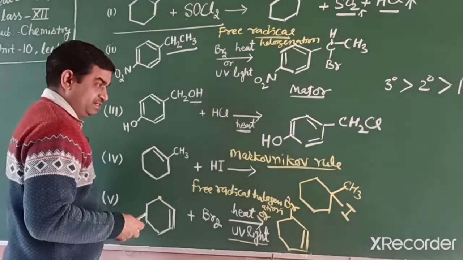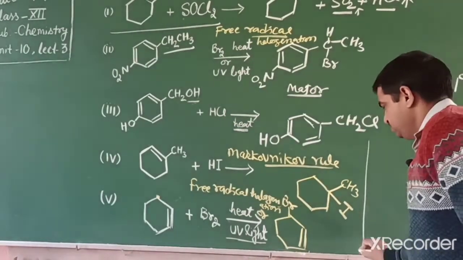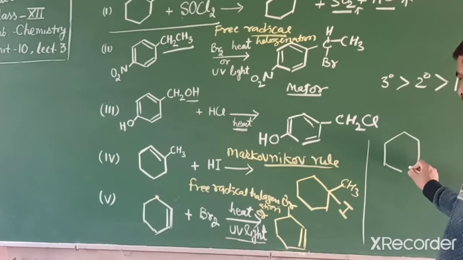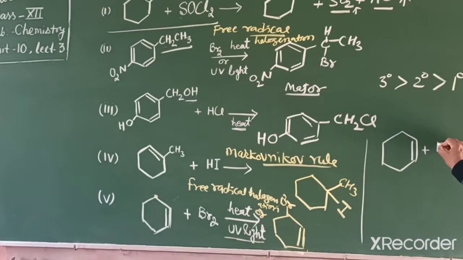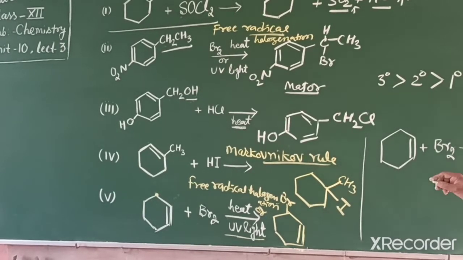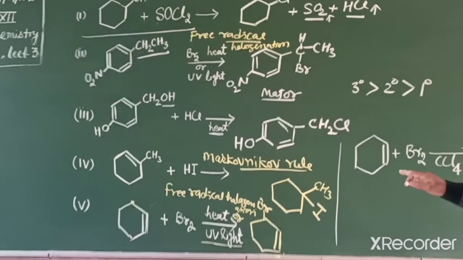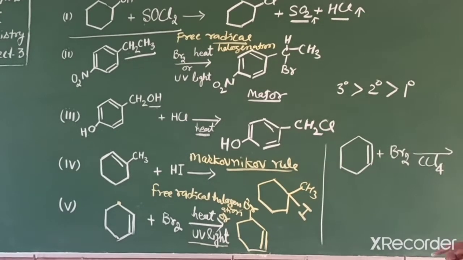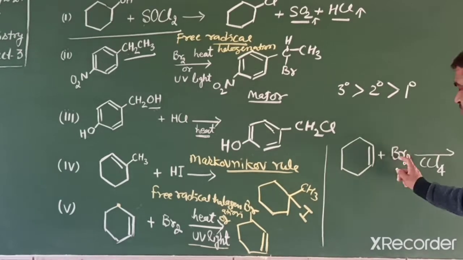Students, if this reaction comes in the exam like this: cyclohexene reacts with bromine, and carbon tetrachloride is given, and no heat or light is given, only dark, then what happens? Only bromine is given. Then what will we do? Then an addition reaction occurs, addition.